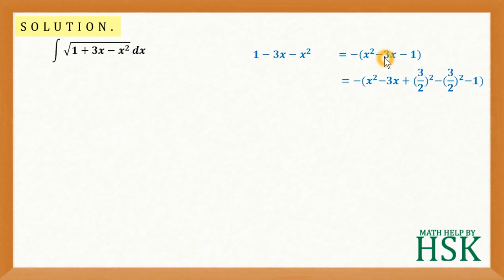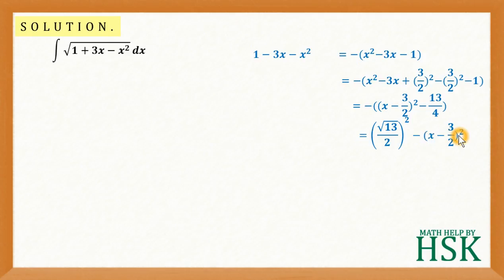Okay, now next what I'm going to do, I'm going to halve the coefficient of x without sign because I have to square it. So I'm going to add 3 by 2 whole square and subtract 3 by 2 whole square from this expression and minus 1 as it is. So this will be equal to x minus 3 by 2 whole square minus 13 upon 4, or this can be written as square root of 13 upon 2 whole square minus x minus 3 by 2 whole square. This term goes in the place of this value.